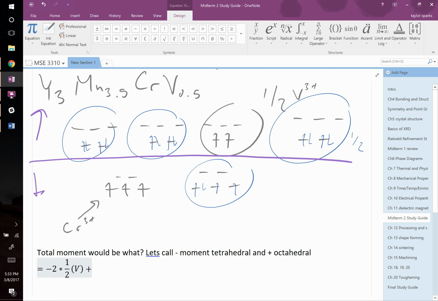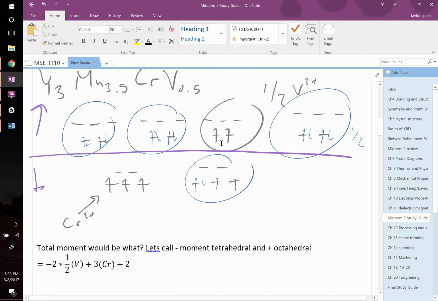So what about the octahedral sites? What are they going to contribute? We're going to have 3 plus 2. And this is from the chromium, and this is from the manganese. So overall, what do we have? 6? No, because they're opposite aligned. So we got a -1, but we got a +5. It's going to give us a +4. So this has 4 Bohr magnetons.